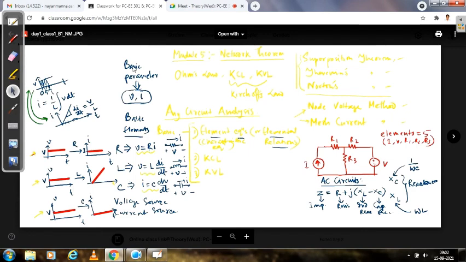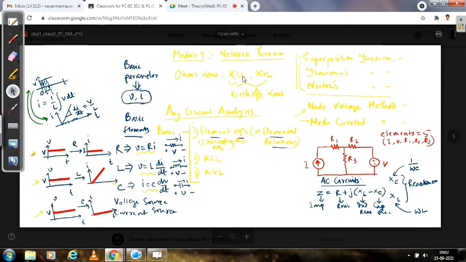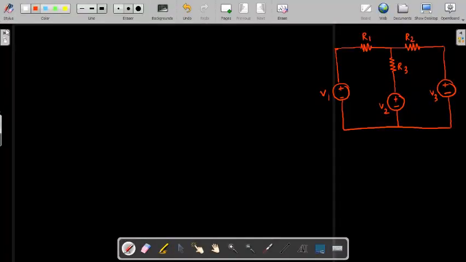So, in the last day, I started module 5, that is network theorem, and there I discussed the basic laws like Ohm's law, KCL, KVL, etc. By these basic laws, how a circuit can be analyzed, that I have shown you in the last class.